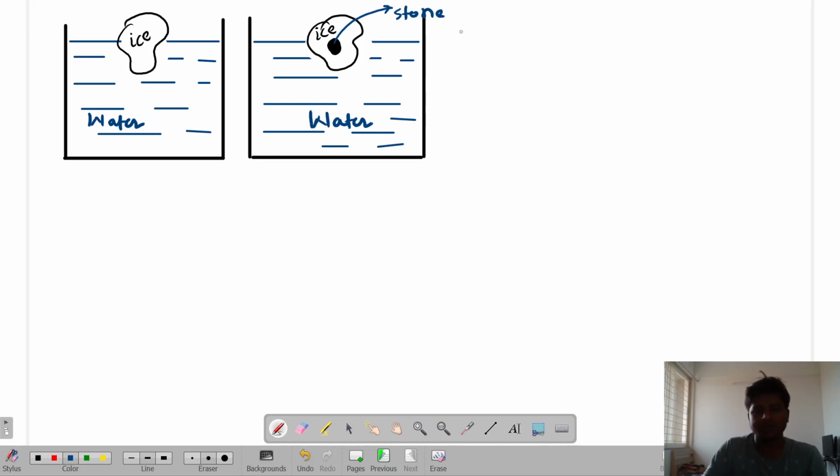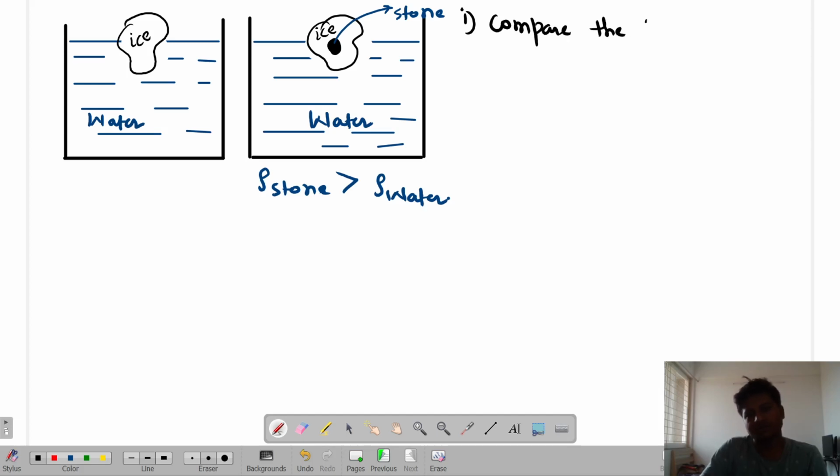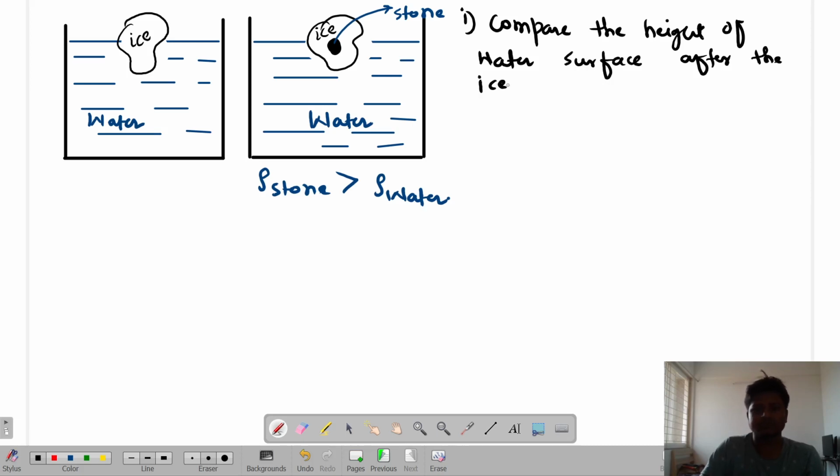The density of the stone is given as greater than the density of water. So the question is simple. Compare the height of the water surface after the ice melts.